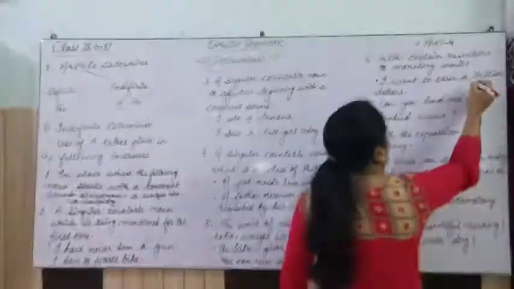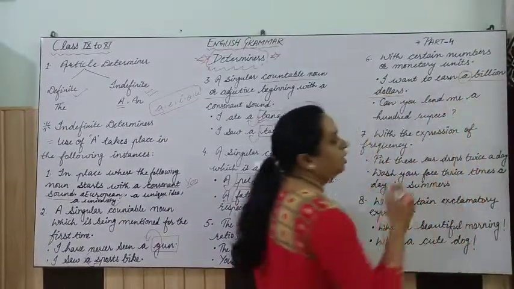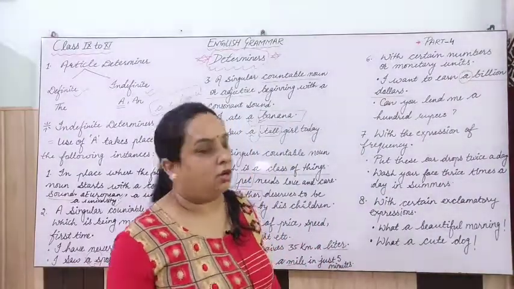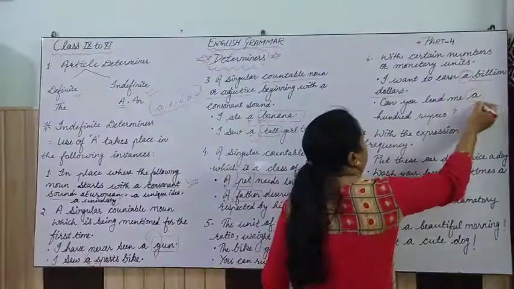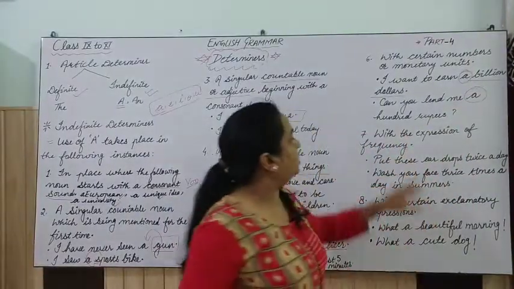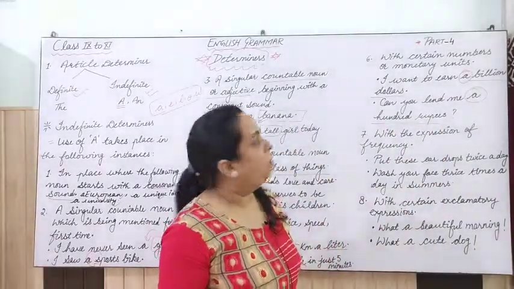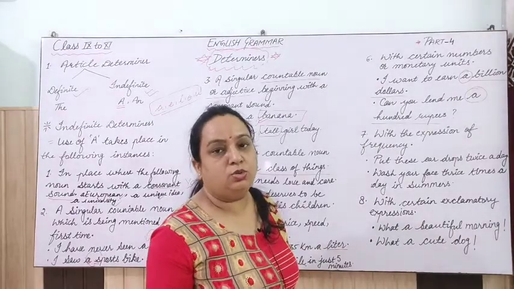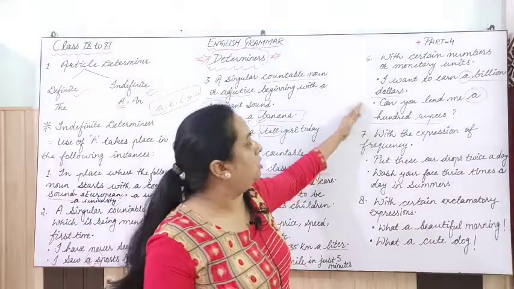So this is a monetary unit here, and with that I am using what? A billion. I want to earn $1 billion. Can you lend me 100 rupees? 100 rupees. So with 100 rupees I am using what? A. Right? One certain number, or the monetary units are being used. So with that also we have to use a.